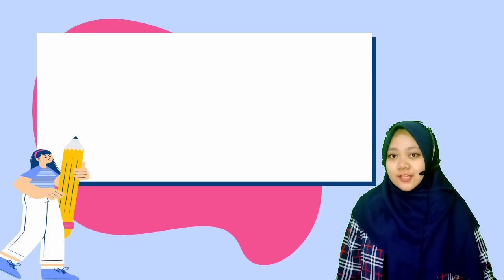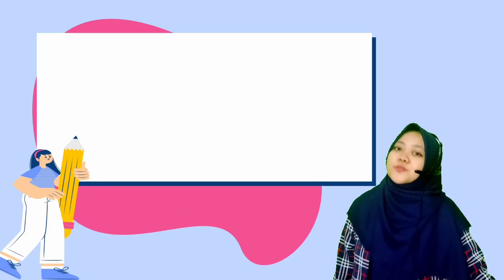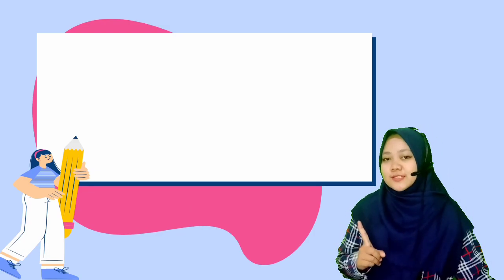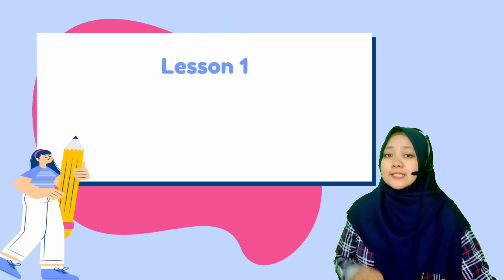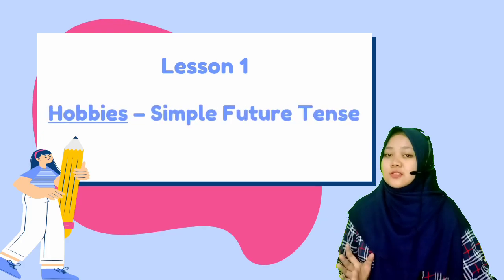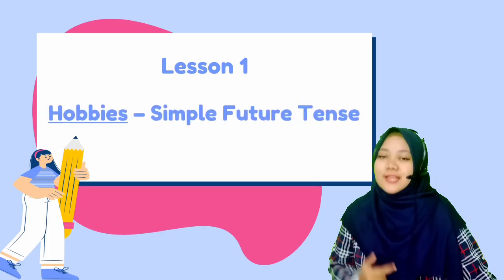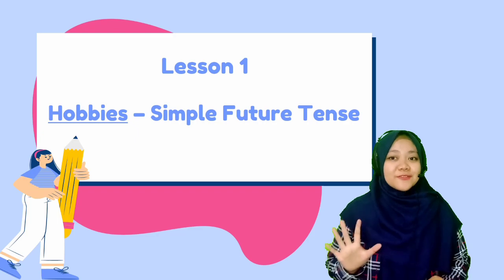Finished. So today we are going to learn chapter 1 or lesson 1. And the topic today is hobbies, using simple present tense. Grade 5.